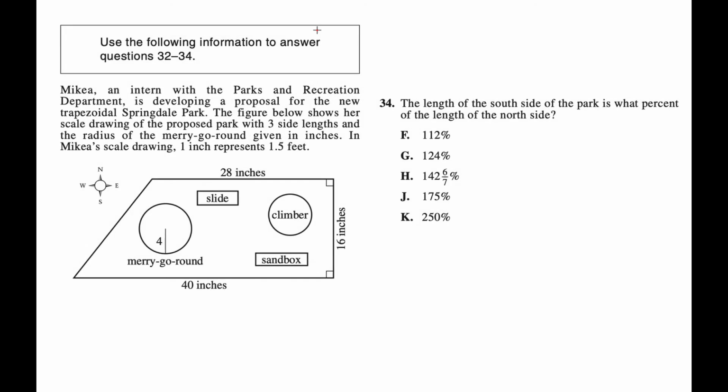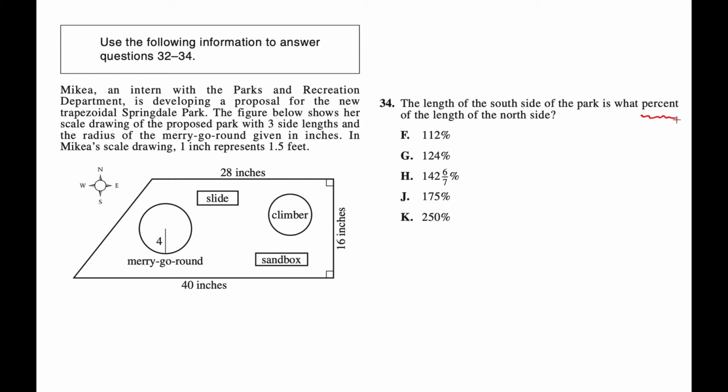Question 34 is part of the set of questions from 32 through 34, which we had read the prompt for in question 32. Question 34 says that the length of the south side of the park is what percent of the length of the north side. As answer choices, we have percentages ranging from 112% all the way to 250%. As far as the ACT math concepts from reading the question, we're just dealing with percentages.